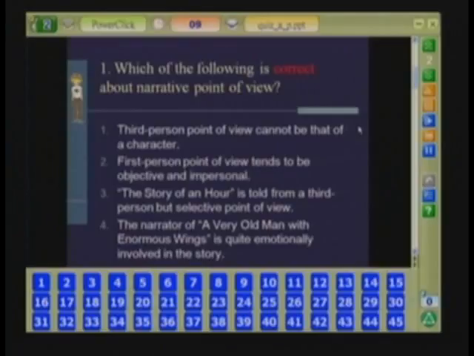Let's begin our quiz now. This is the first one. Take a look at the answer.